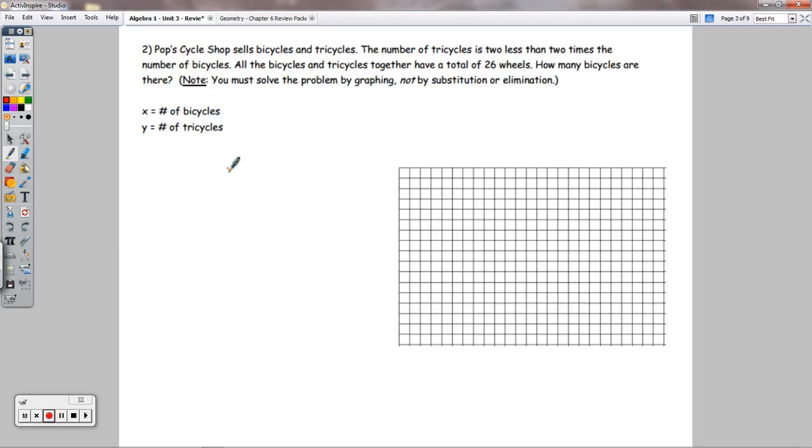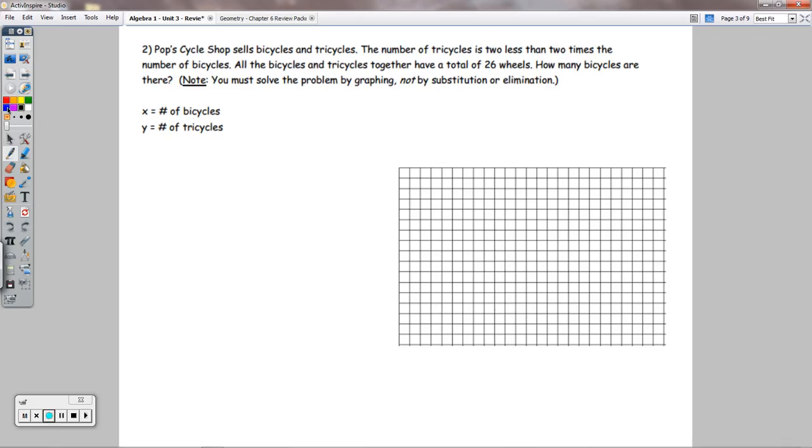It says Pop's Cycle Shop sells bicycles and tricycles. The number of tricycles is 2 less than 2 times the number of bicycles. All the bicycles and tricycles together have a total of 26 wheels. How many bicycles are there? And note, you must solve the problem by using graphing, not by substitution or elimination. And it says to use x as the number of bicycles, y as the number of tricycles on this one.